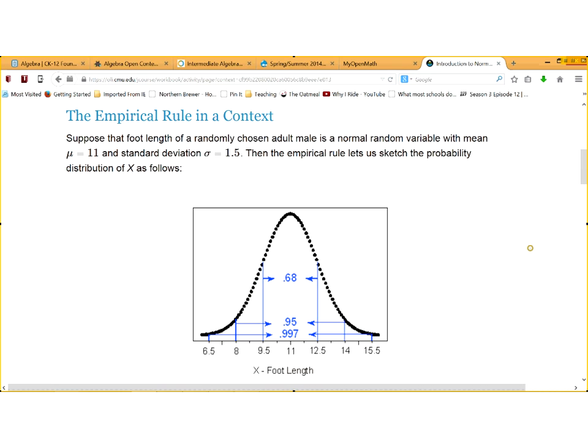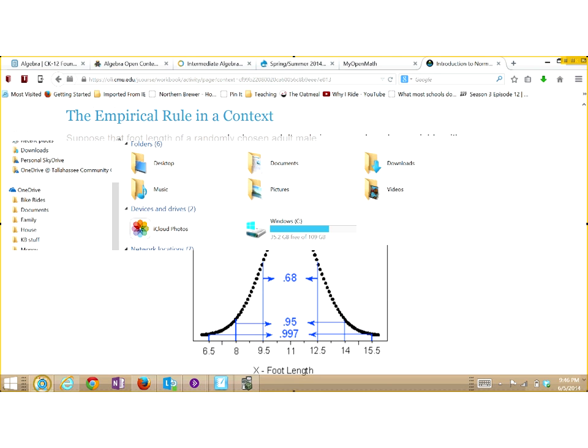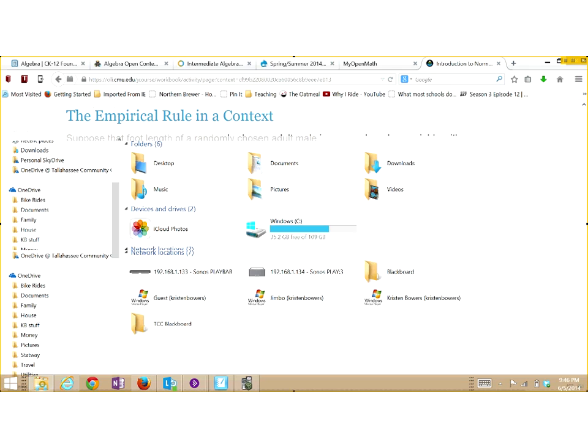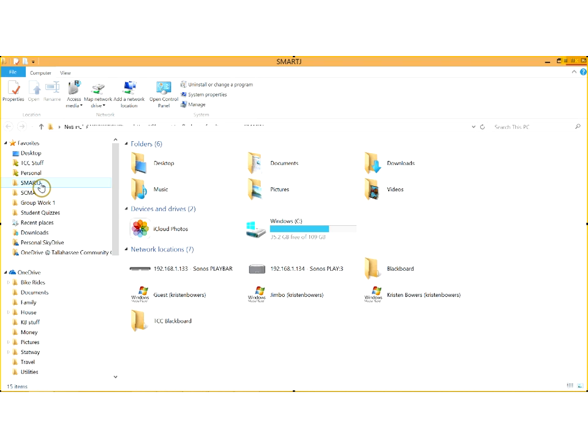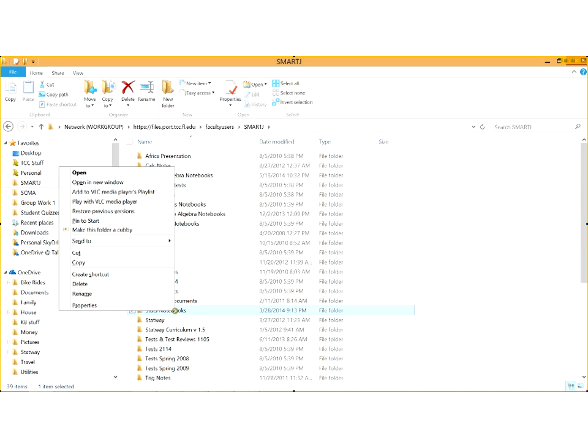All right. So here's an example of using the empirical rule. Actually, you know what? You can go through the notes. Let me do it on my notes that I have here. Let me pull it up real quick. I've got some notes that I can show you.